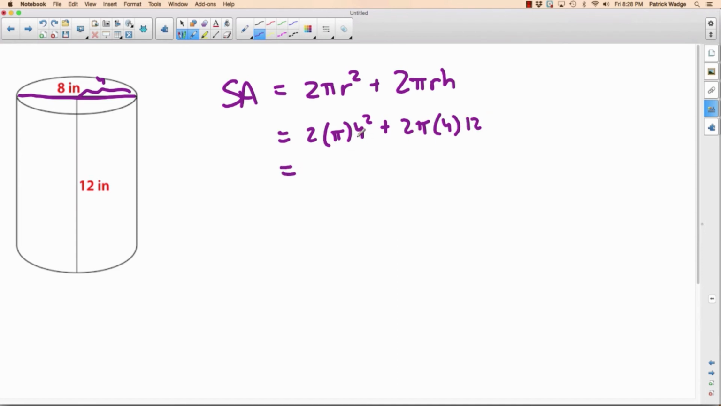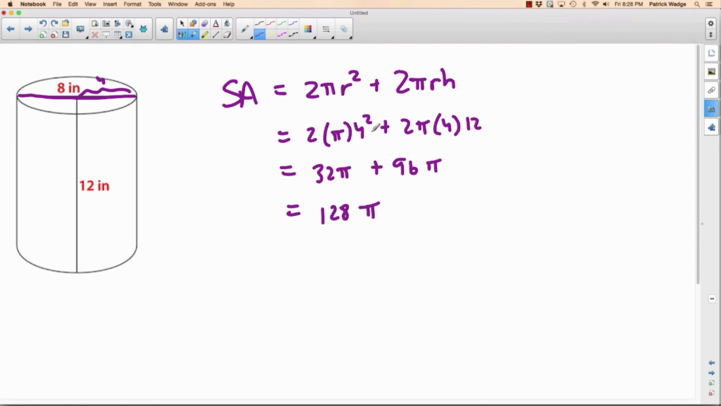Okay, if I multiply, I'm going to square this first and get 16. Times 2 is 32. So I got 32 pi. I'm doing this one fast. This is exactly the same as the last one, just different numbers. 2 times 4 is 8. Times 12 is 96, so we get 96 pi. If I add 32 pi and 96 pi together, I get 128 pi. Great answer.